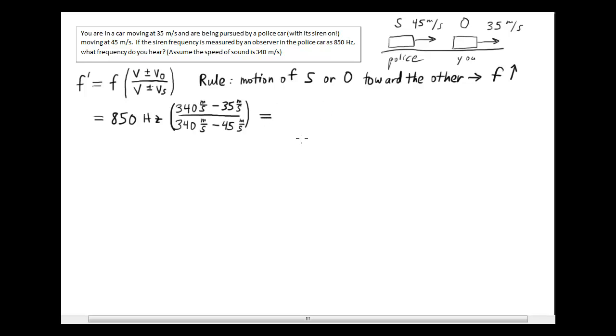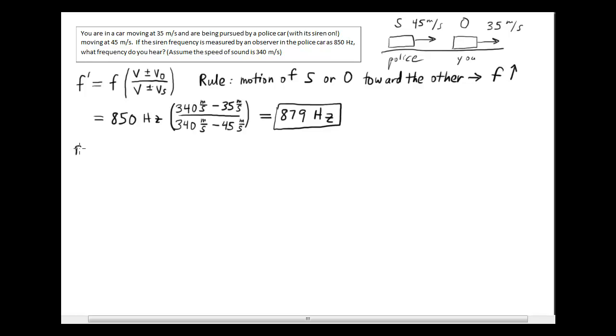If we plug those numbers in and report the result, we get 879 hertz, which clearly is greater than the original frequency of 850. And so this means that the net effect has been for the frequency to be shifted upward. That's really about all there is to it for this problem.